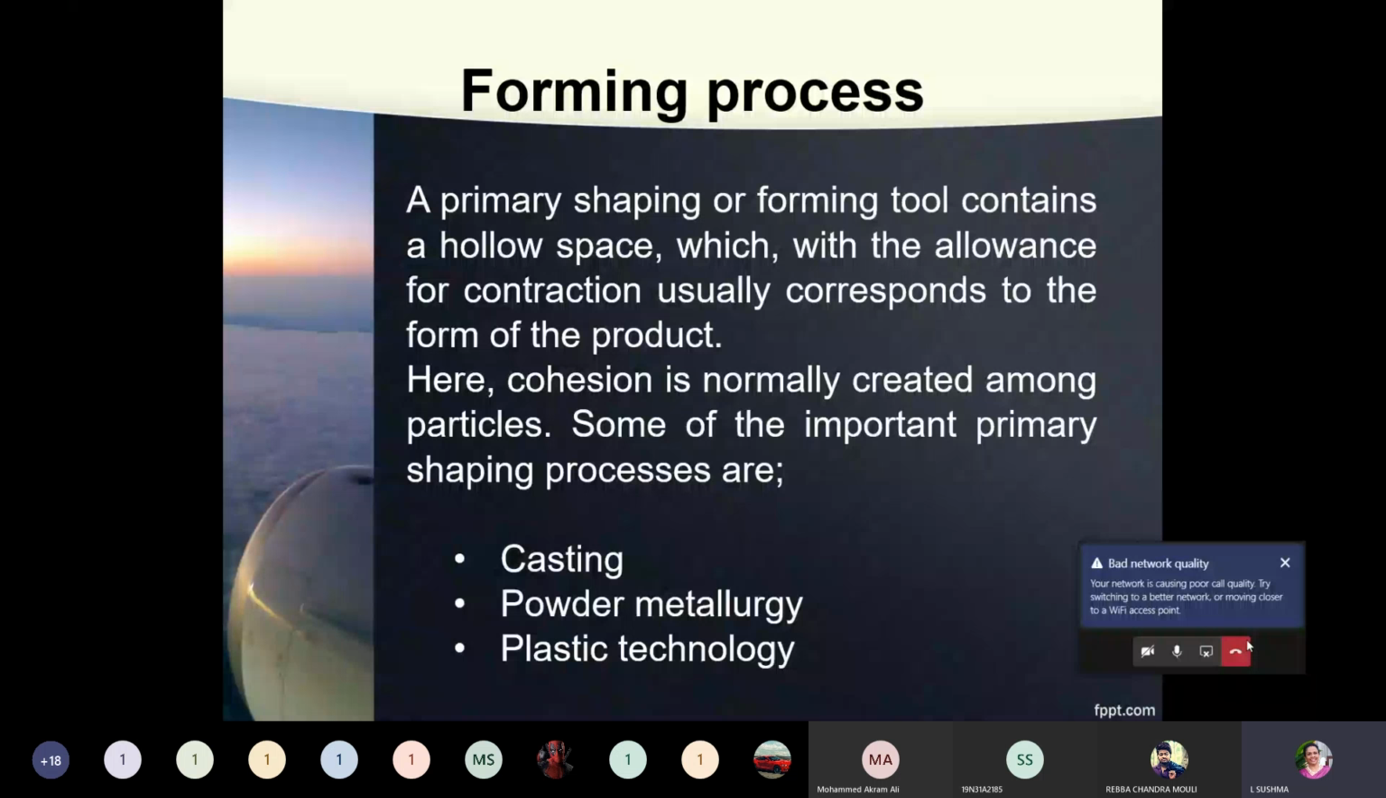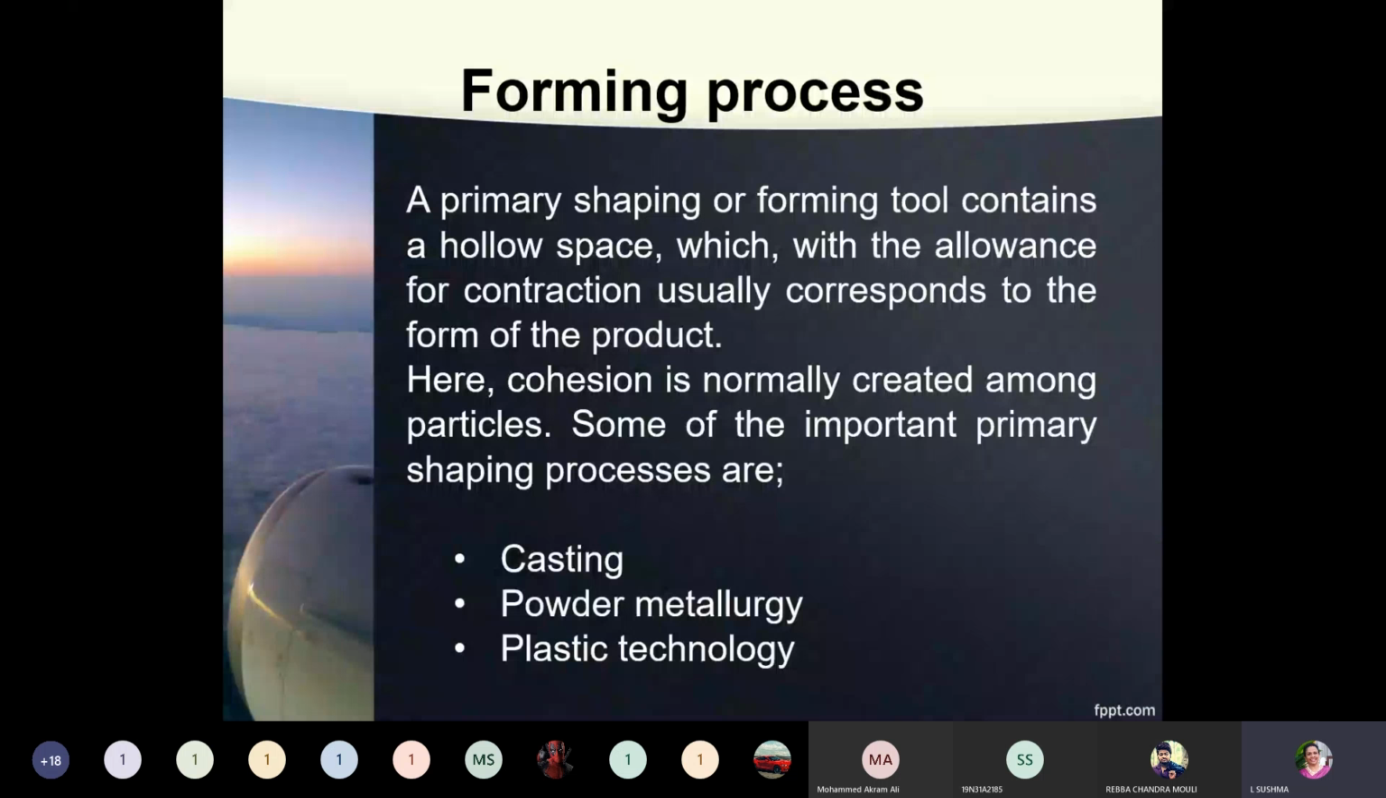Next comes the deforming process. I can't show the video now because I can't repeat the class again. Anyway, I'll send you this PPT today after completing the session, so you can go through the video. Okay. Next one is the deforming process.